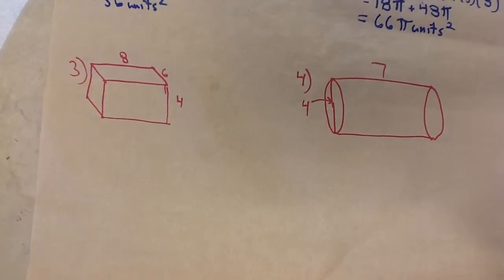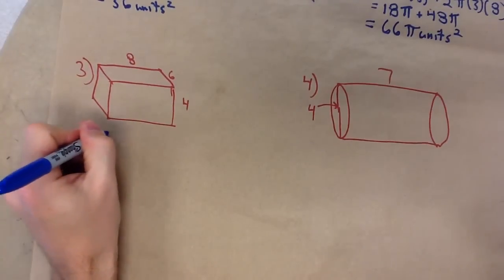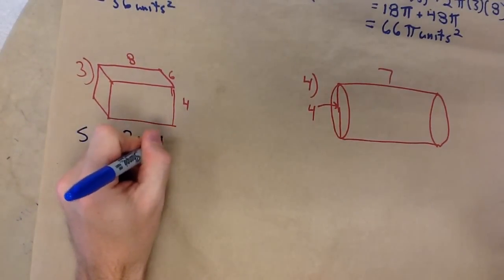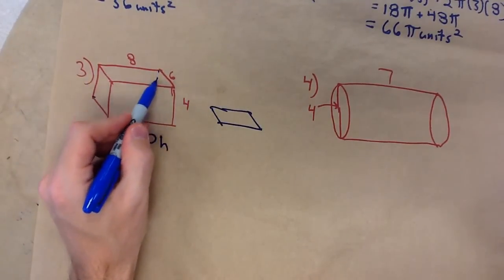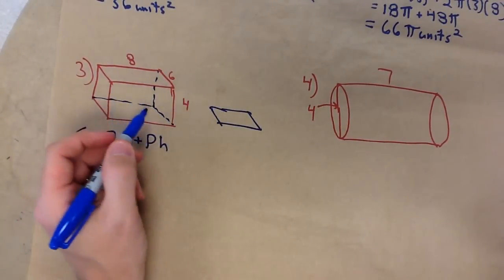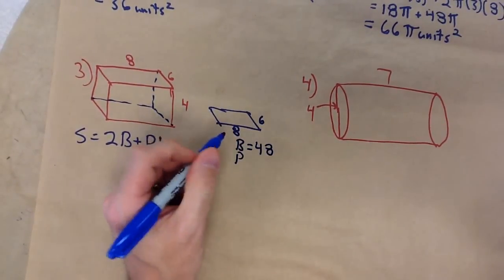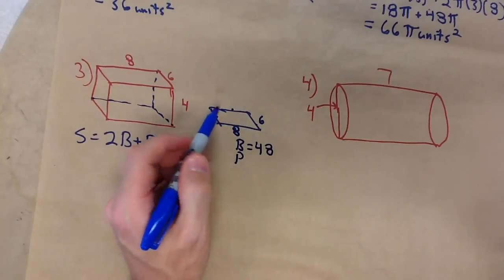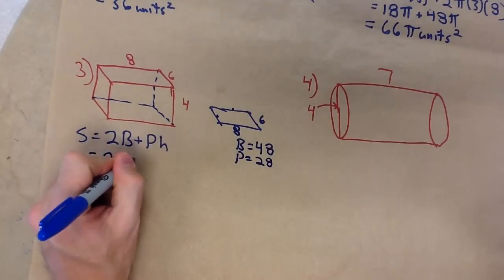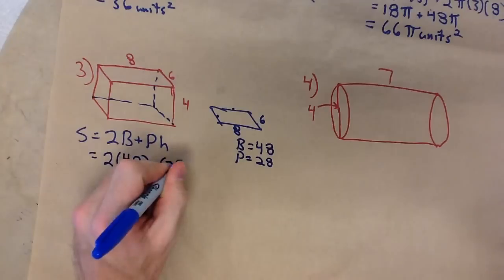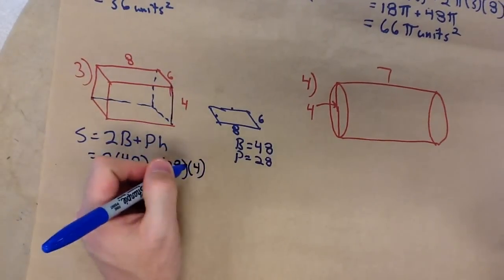In number 3, we have a rectangular prism, so that surface area is 2 times the base area plus the perimeter times the height. I'm going to make my base the rectangle that would be on the bottom of this prism, and that would be a 6 by 8, so its area is 48, and its perimeter would be 8 plus 6 plus 8 plus 6. That would be 28. So I have 2 times 48 plus 28 times the height. The height is the distance between the bases, so that's the vertical distance here, and that is 4.